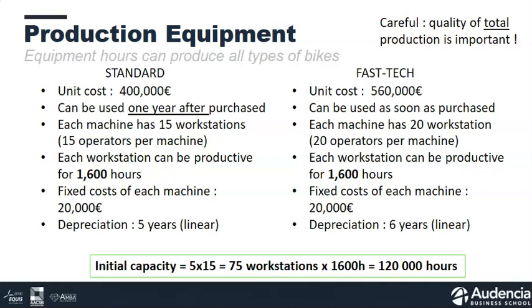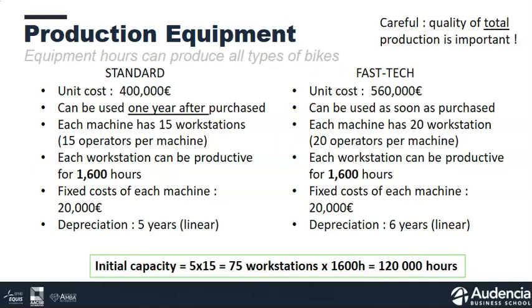So a person working 1,600 hours can work at one of the workstations. Fixed costs of the machine are $20,000, and this machine is depreciated over 5 years. You also have what's called the Fast-Tech machine. The Fast-Tech machine is a little bit more expensive, but the advantage is that it can be used the same year you purchase them. You don't have to wait a year to produce the bikes.